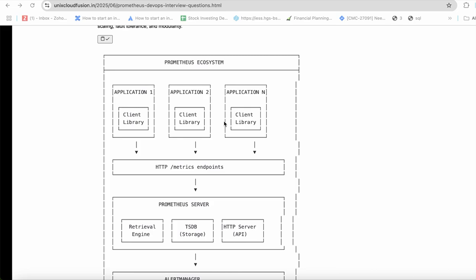Now client libraries instrument our application code to expose the metrics in the Prometheus format. So basically it's the responsibility of these client libraries which we are including in our application. This is basically done by the developers. They are going to include these libraries while writing the application code, and this will help us to expose the metrics which Prometheus understands and is able to scrape as well. Now these libraries from Prometheus are available for different languages, like Go, Java, Python, Ruby, .NET, Node.js, PHP. So all these are the major programming languages in which the applications are being written.